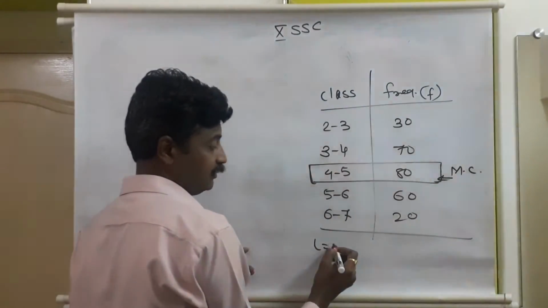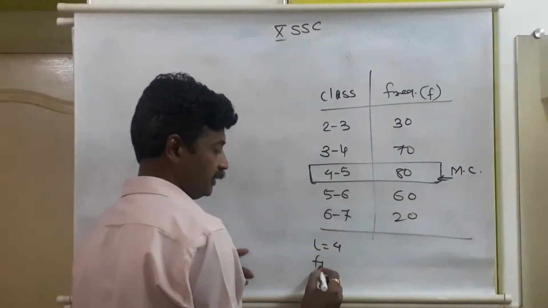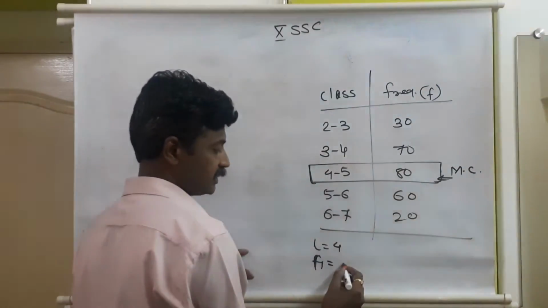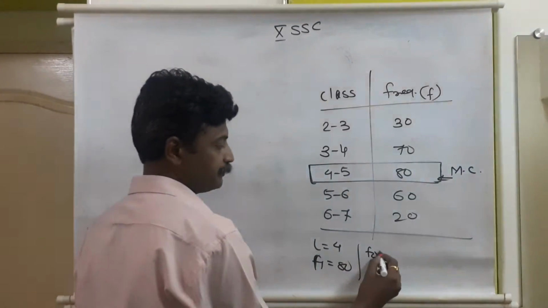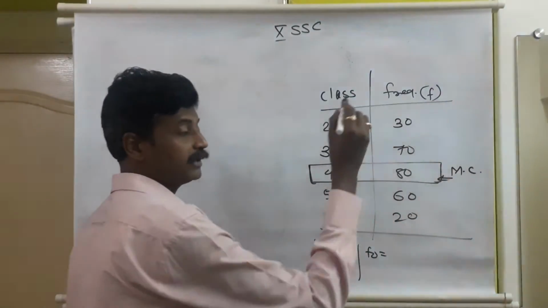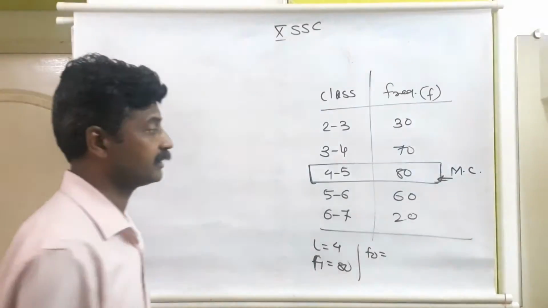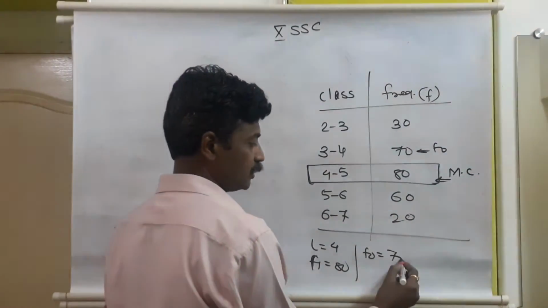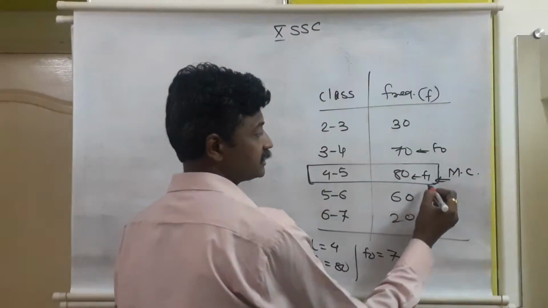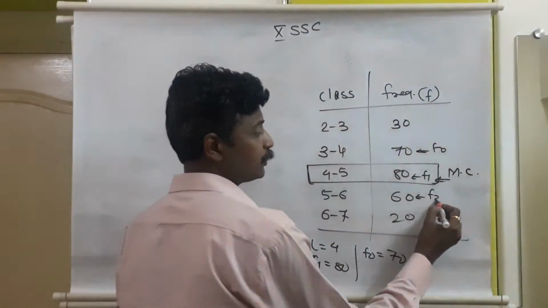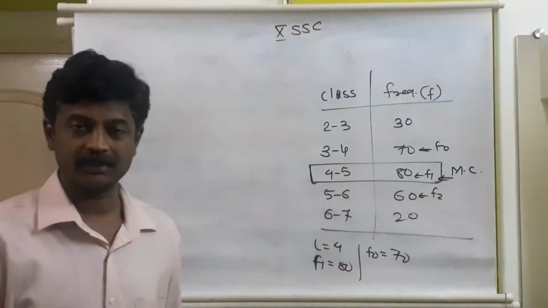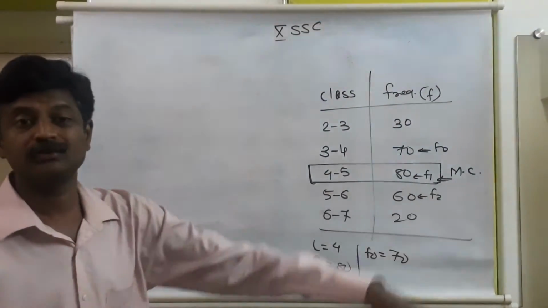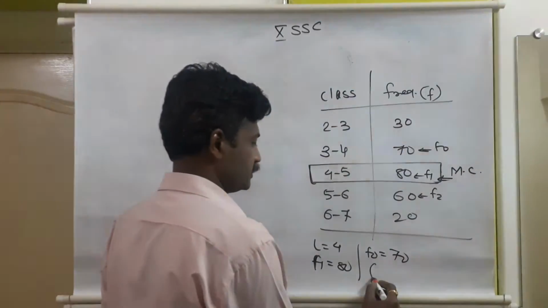Lower limit is the value of L, that is 4. F1 is the frequency of the model class. Model class frequency is 80, so the value of F1 is 80. F0 is the frequency of the previous class of the model class, which is 70, so F0 is equal to 70. F2 is the frequency of the next class of the model class, which is 60, so F2 is equal to 60.